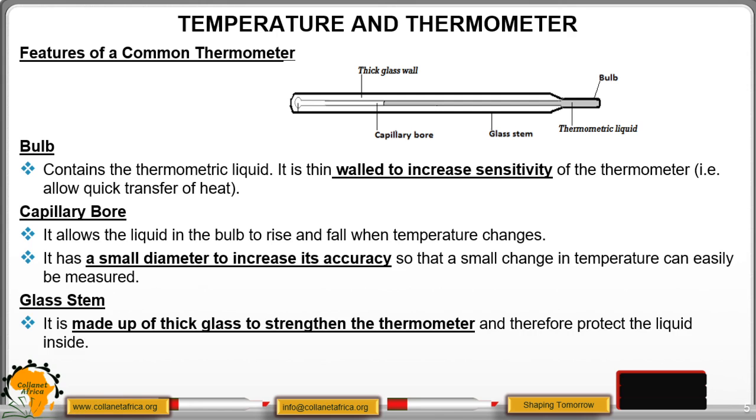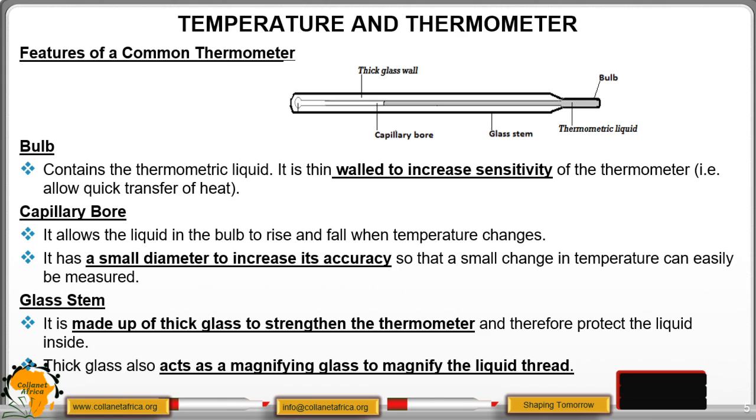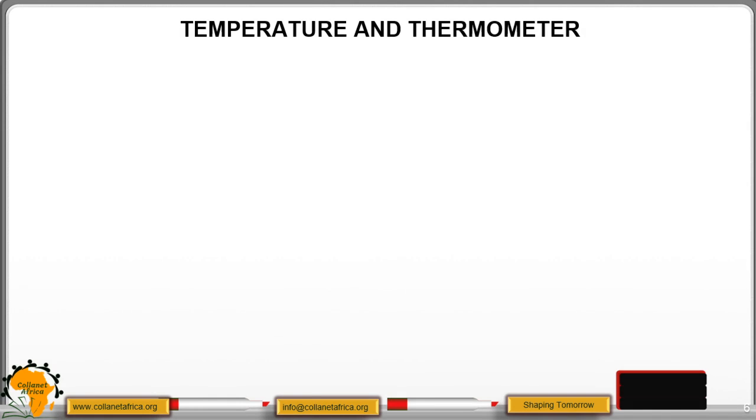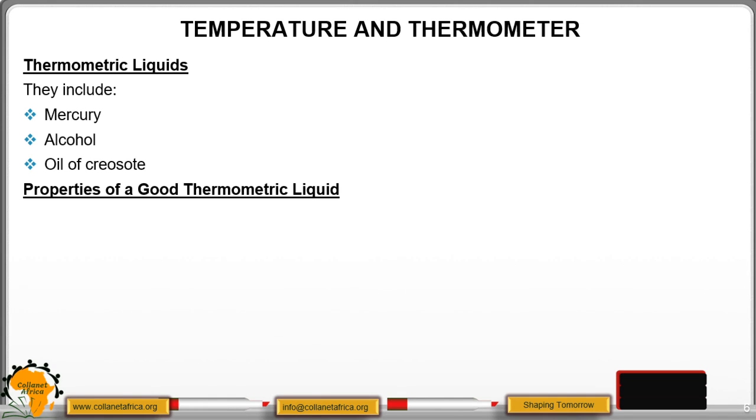Then we have the glass stem. This one is made of thick glass, and this strengthens the thermometer and protects the liquid that is inside. It also acts as a magnifying glass, so that you can get the reading accurately. Then we have thermometric liquids. These include mercury, alcohol, and oil.